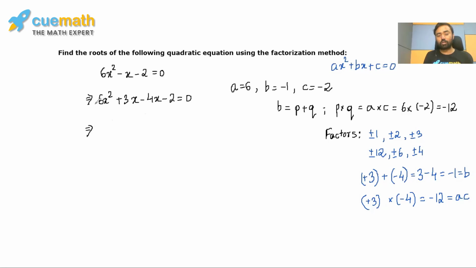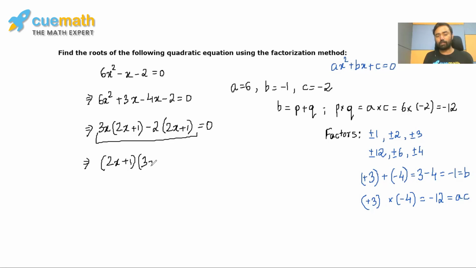Now, if you take the common factor between these two, you're going to get 3x as the common factor. So 2x plus 1. Then if you take the common factor between these two terms, you're going to get -2. So you will get 2x plus 1, and that is equal to 0. Now, again, if you take the common factor, the common factor you see is 2x plus 1, and the other factor would be 3x minus 2, and this is equal to 0.